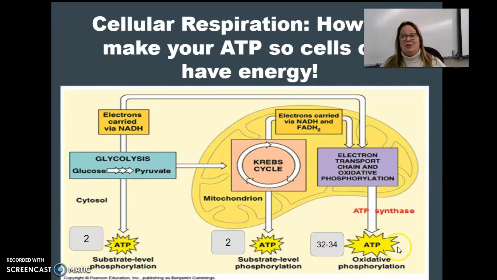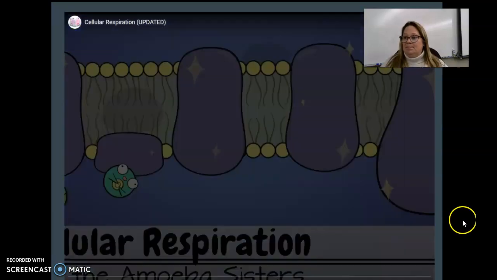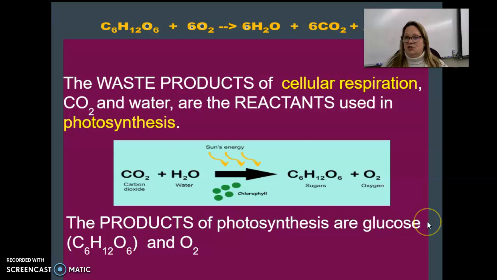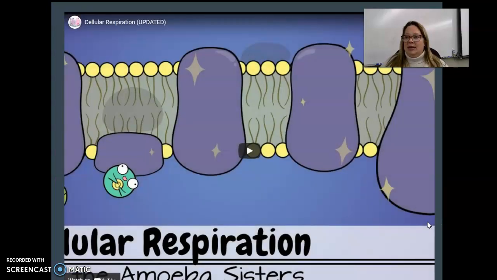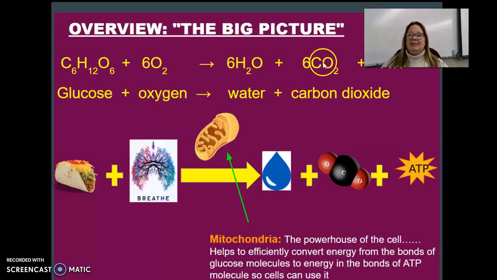Up to a total of 38 ATP can be made. That's not always the case. That's kind of an ideal situation, a super fit person maximizing their respiration potential here. But in any case, it makes a lot of ATP from 1 glucose molecule compared to anaerobic respiration, which you will compare to in the next slideshow.